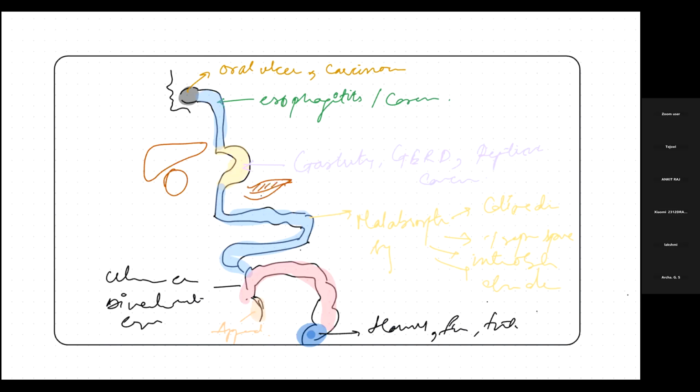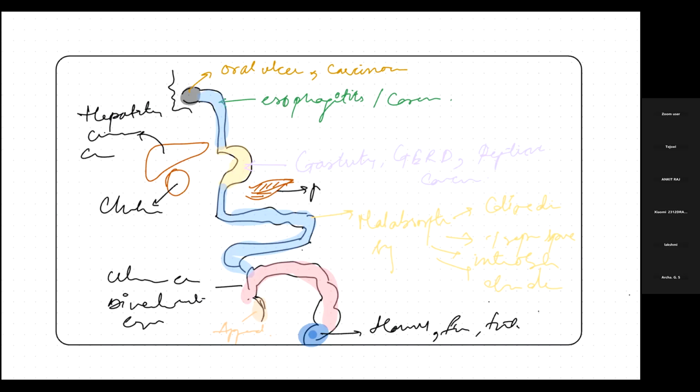So what diseases can we expect in these? They will also come under these GI tract accessories. The liver can have hepatitis, cirrhosis, or carcinomas. If I talk about the gallbladder, it can have cholelithiasis, cholecystitis, and carcinoma. If I talk about the pancreas, it can have pancreatitis. So I hope that you have got a brief idea of this complete GI tract.